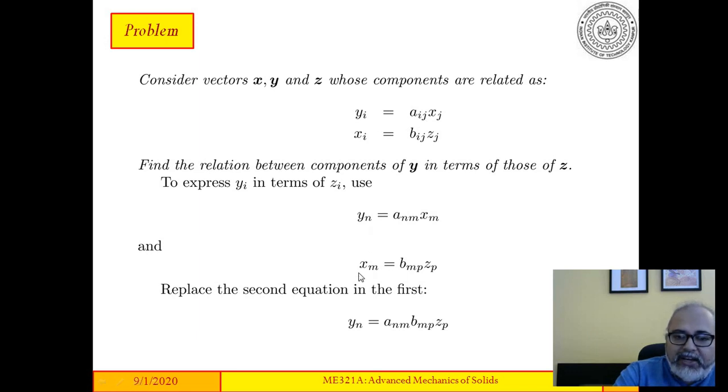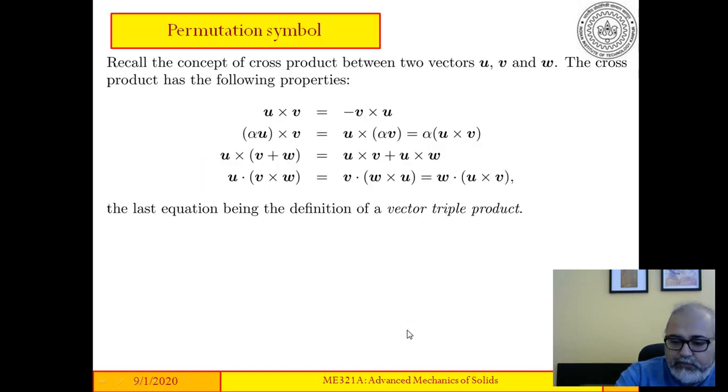Similarly, we write xm as bmpzp. Again, p is a repeated index. We can put whatever we like, and we put m here. So we have to put m here as well. M is a free index. Now, why did we use xm here? Because we have xm here. We have used xm here, and we want to replace this xm with this expression, and that's what we have done. So we have yn equal to anm bmp zp.